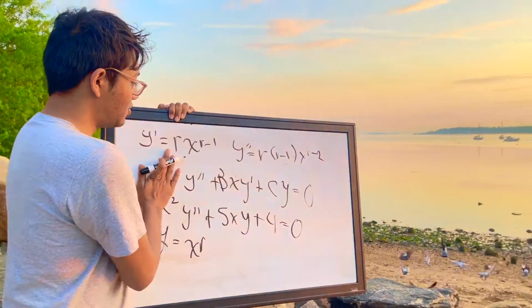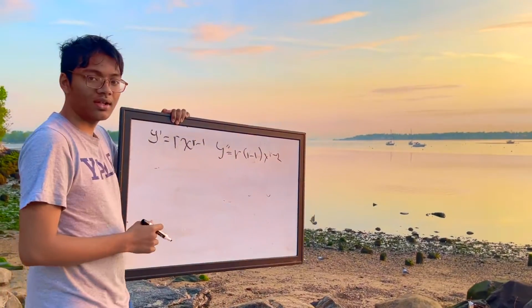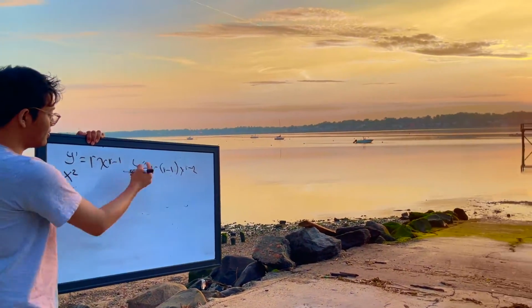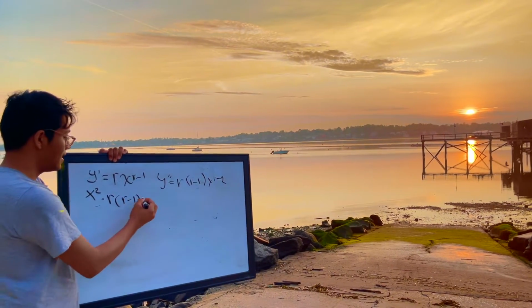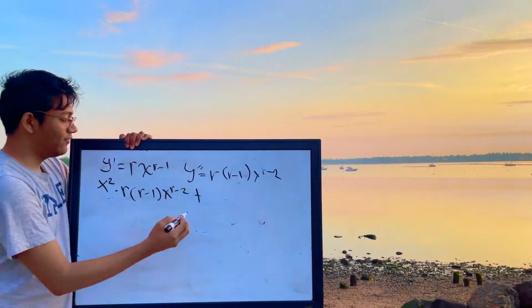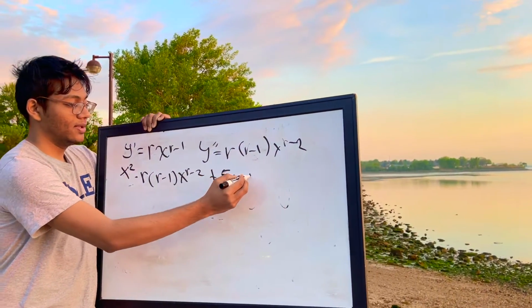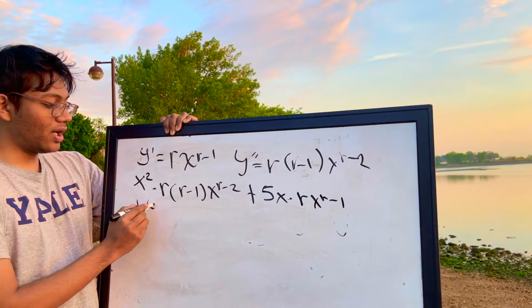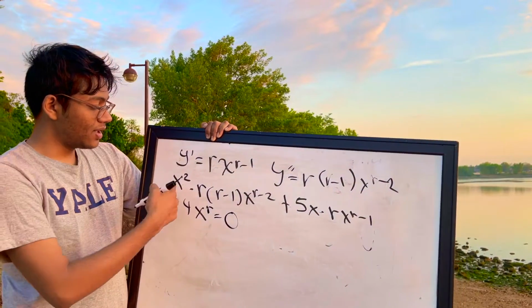So now let's substitute y prime, y double prime and y back into our original Euler equation. We're going to have x squared times r times r minus 1 times x to the r minus 2, plus, and now let's put the y prime coefficient, 5x times r x to the r minus 1. And then finally we have the constant 4 times x to the r, because that's without differentiating, and that's equal to 0.